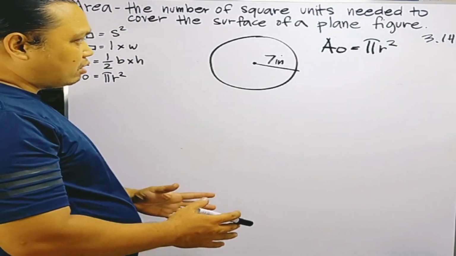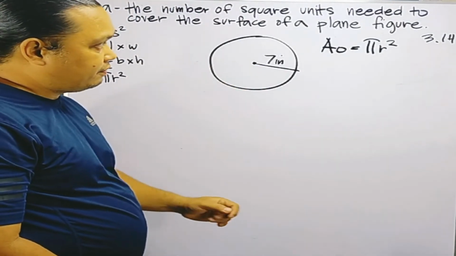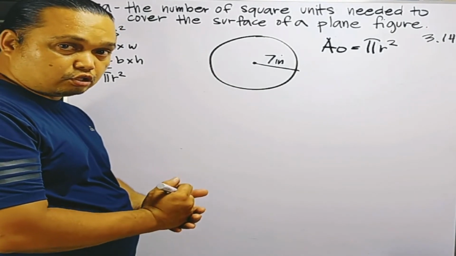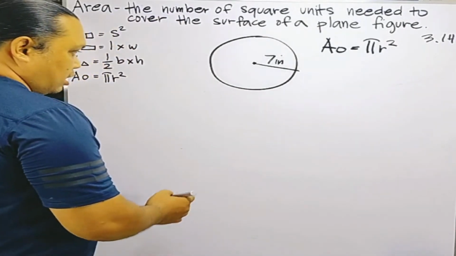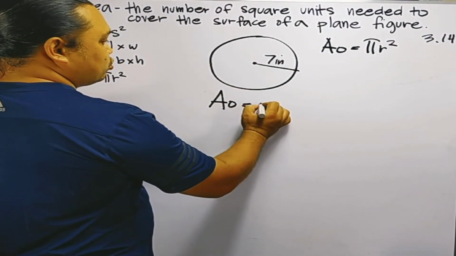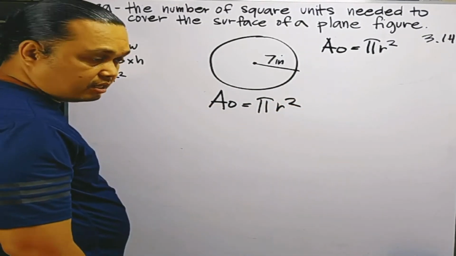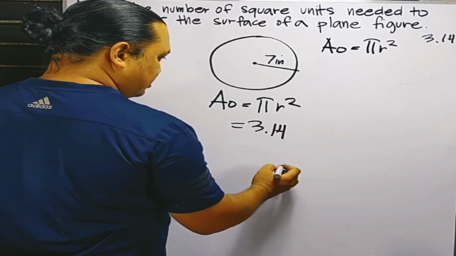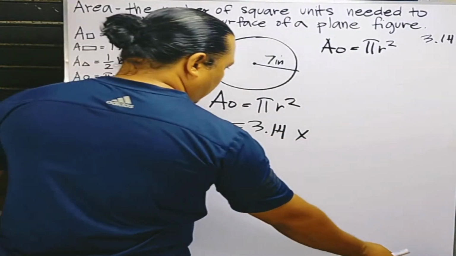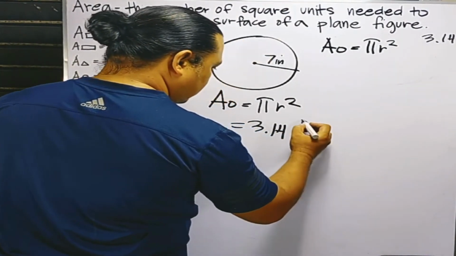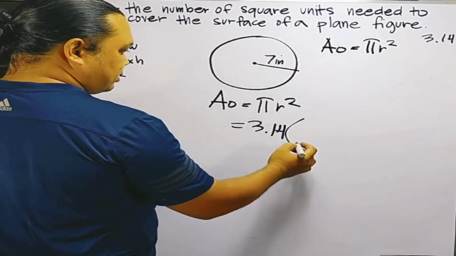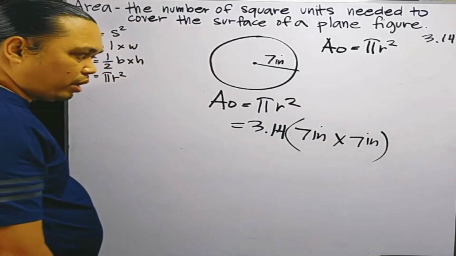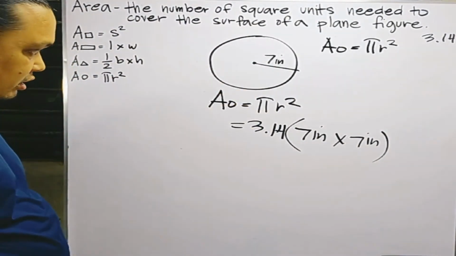Now we have the given, the radius, and we have the formula. All we need to do is substitute the given into the formula. So, area of a circle is equal to pi r squared. Pi is a constant, 3.14, times the square of r, which is 7 inches times 7 inches. That's the square of our radius.